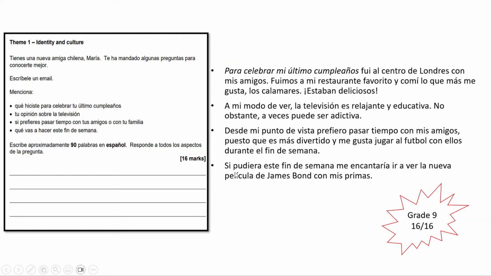And then on the last bullet point, where you're going to score the marks, you use the subjunctive to wow the examiner. If I could, si pudiera, if I could this weekend, si pudiera este fin de semana, me encantaría, I would love, yeah, and then follow it with the infinitive, me encantaría ir. And that's what's going to score you a grade 9, yeah, a 16 out of 16, using a variety of different sentence starters, using the subjunctive, using obviously the preterite tense, the present tense, and you've also got the conditional there as well as the imperfect.